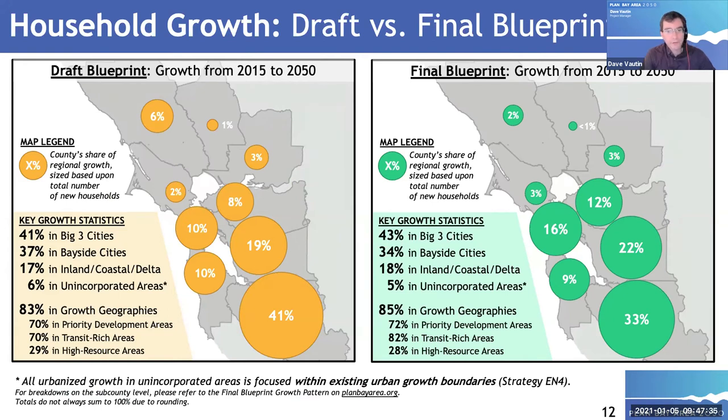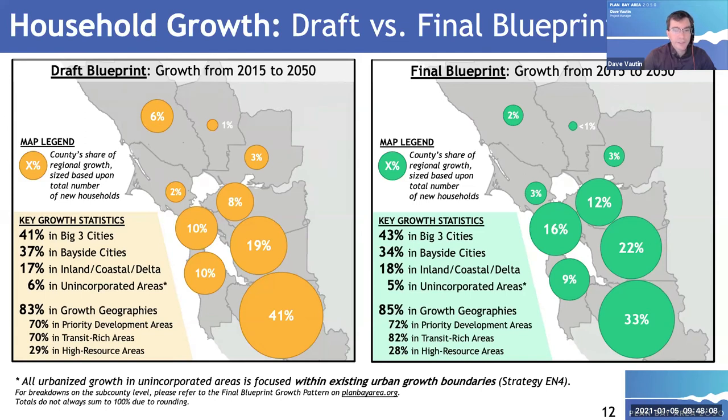So let's start with the household growth pattern, where you can see on the left the draft blueprint and on the right the final blueprint. Both accommodate 1.4 million new households, with the bubble size corresponding to the share of regional growth. There are some similarities. The largest share of housing growth continues to be in the South Bay, with a similar distribution amongst the big three cities, Bayside communities, inland communities, and unincorporated areas. The same share of growth occurs in the growth geographies.